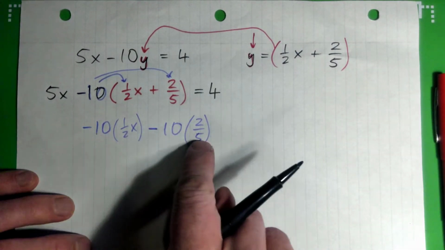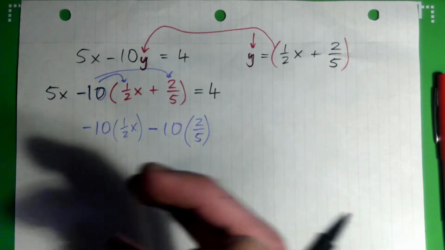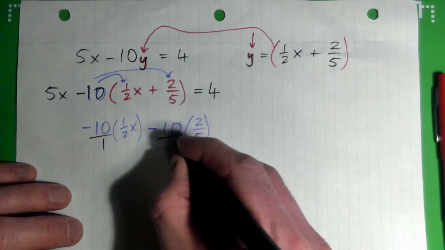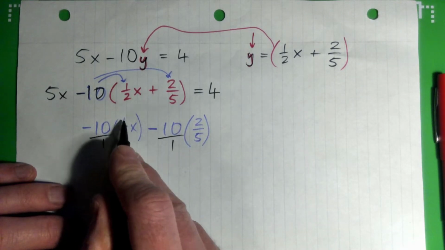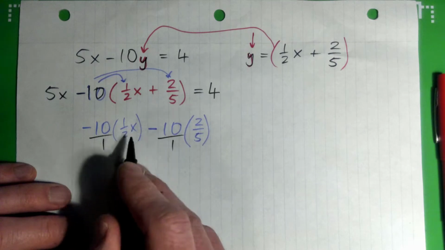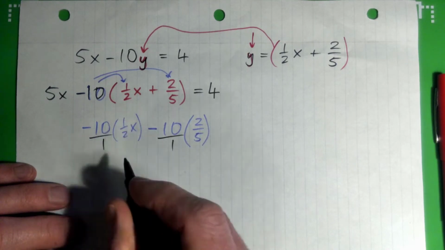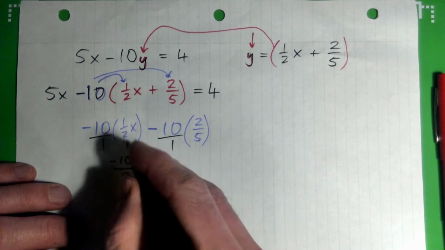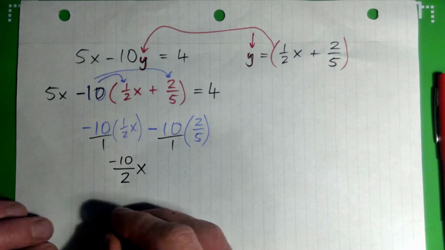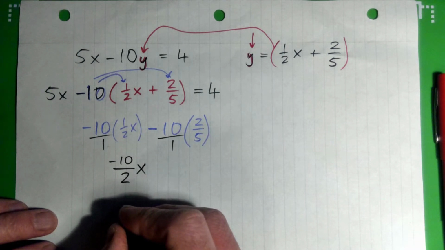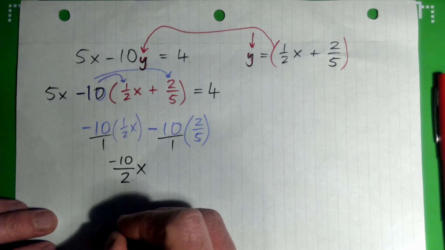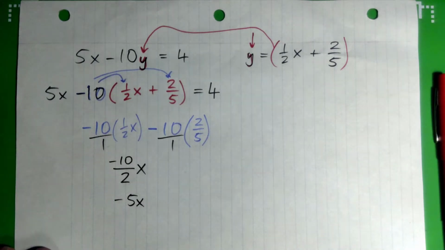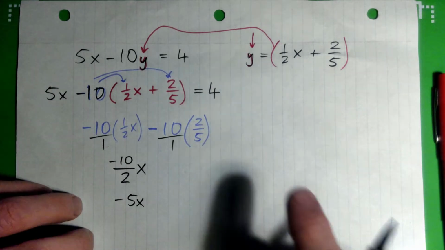Let's turn the negative 10 into a fraction though, so we can multiply the fractions. That's negative 10 over 1. So negative 10 over 1 times 1 over 2x. A lot of students like to go, okay, negative 10 times 1, that's negative 10 over 1 times 2 is 2, right? So negative 10 over 2x, which makes what? Negative 5x, yep.